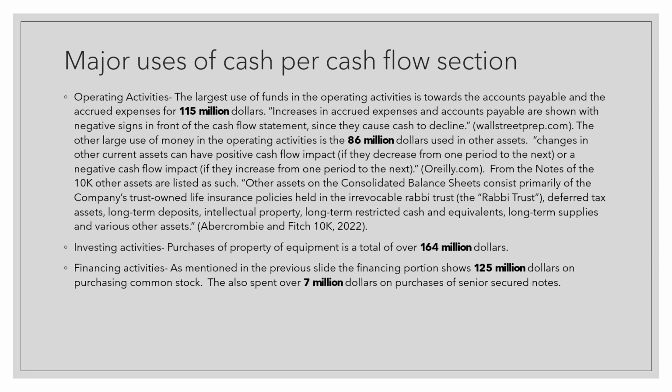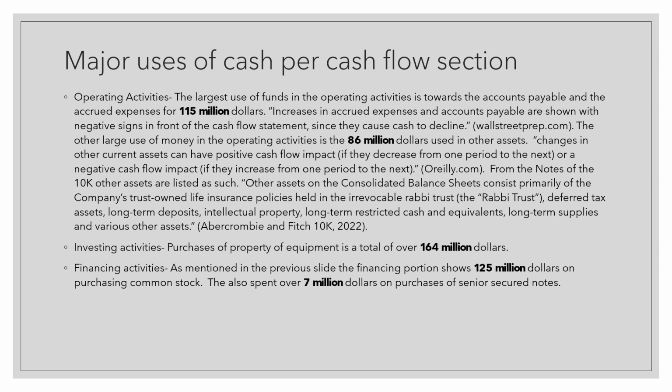Increases in accrued expenses and accounts payable are shown with negative signs in front of the cash flow statement since they cause cash to decline. That's from Wall Street Prep. The other large use of money in the operating activities is the $86 million used in other assets.